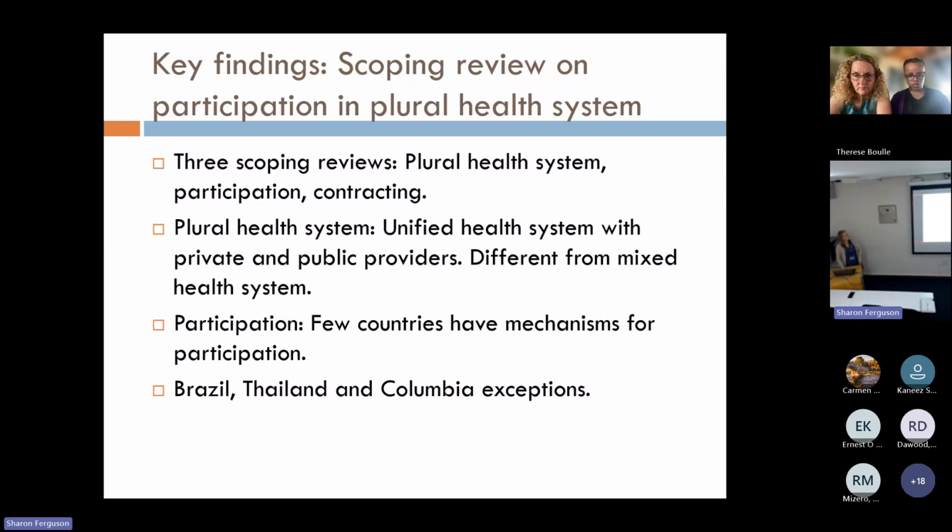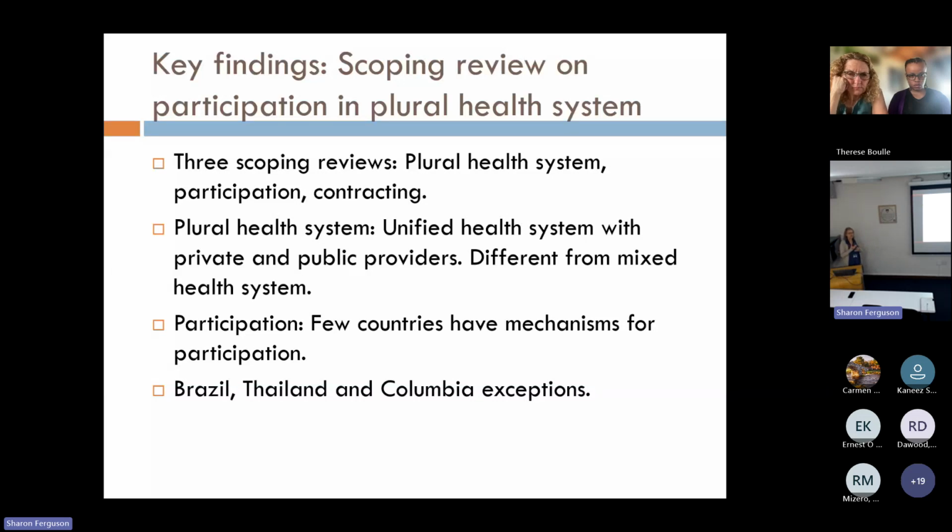So when we started this project, we did 3 scoping reviews. One looked at what is a plural health system, what characterizes it, how is community participation organized in plural health system, and how does contracting with input from communities work. I'm not going to say much about the contracting because we haven't really gotten there in national health insurance, and I'm going to use the findings for the scoping reviews to look at the space of participation in the national health insurance.